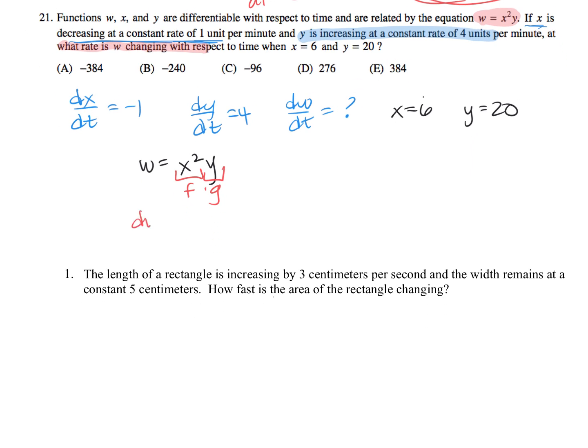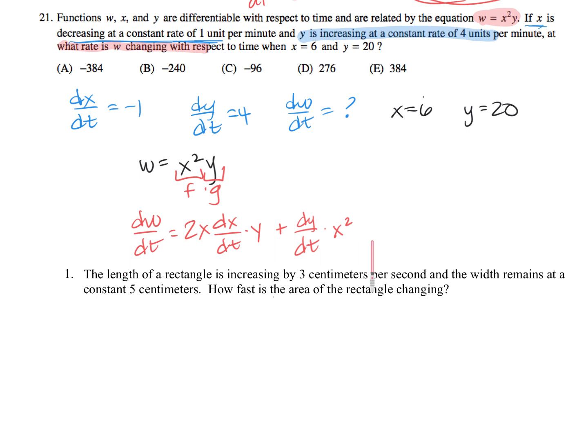dw dt. What would f prime be? Careful. Very good, Bob. 2x dx dt. That is the derivative of the first function. Leave the second function, y. There's my f prime times g plus g prime, the derivative of y with respect to time. That's just dy dt, times f, x squared. Boom.